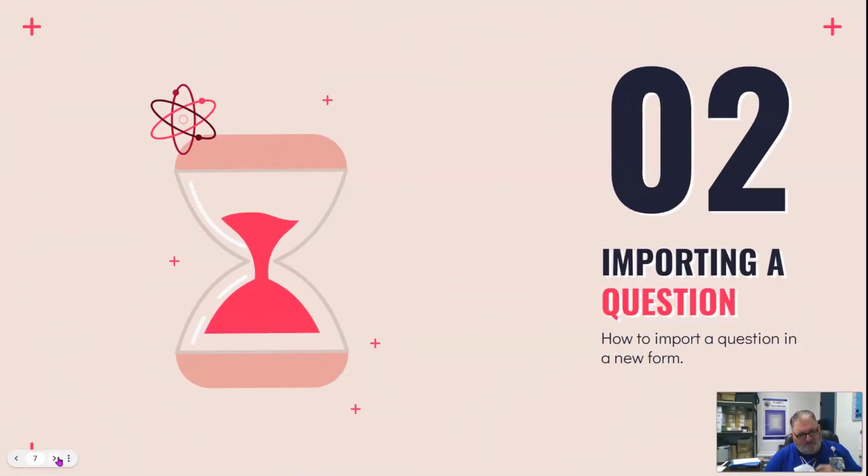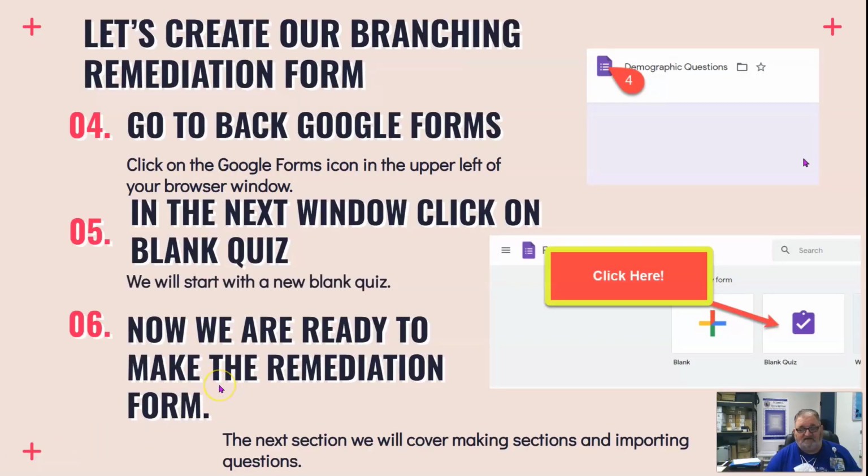Okay. Importing questions. Now we're going to get into how to import. Okay. We're going to go back to Google Forms and click on the Google Forms icon in the upper left corner of your window in your blank form. Okay. In the next window, we're going to click on a blank quiz because we're making a quiz. So now we're ready to start making the remediation form. The next section we will cover making sections and importing questions.